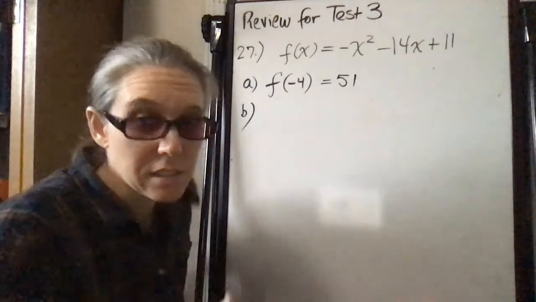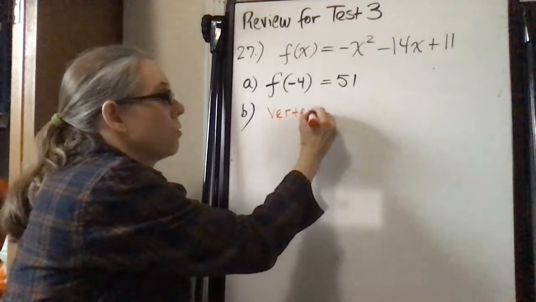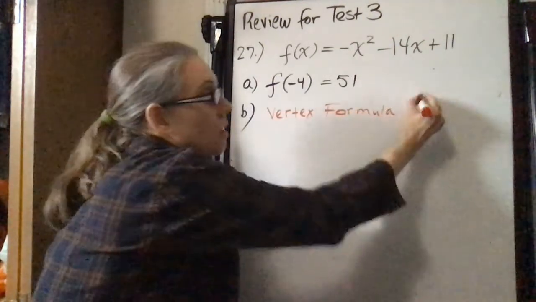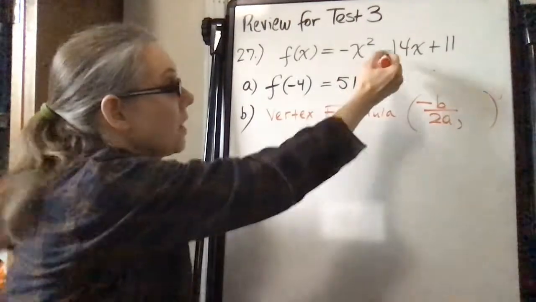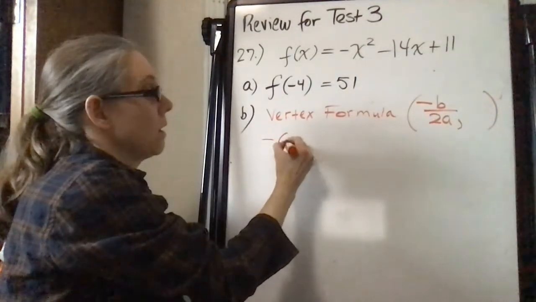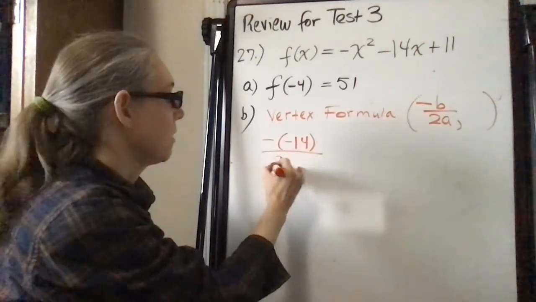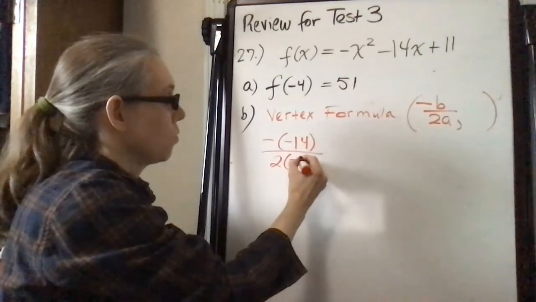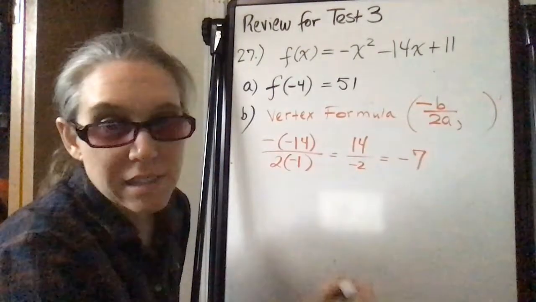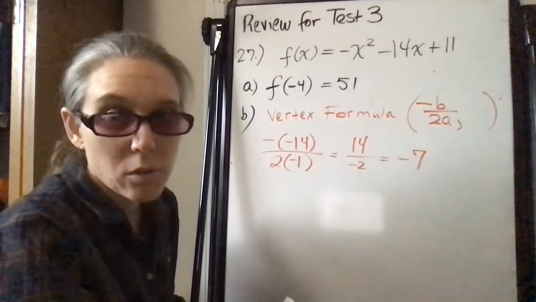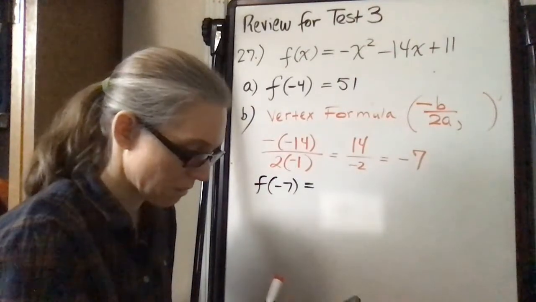Part B, the vertex. You can also do this on scratch paper. But the vertex formula, you have -b over 2a gives you the x value. And so in this case, since b is -14, -b would be +14, divided by 2a. A is -1. So this is +14 divided by -2, which is -7. That's the x-coordinate of the vertex. To find the y-coordinate of the vertex, you plug in -7 into the function. So again, you can do this with the calculator.